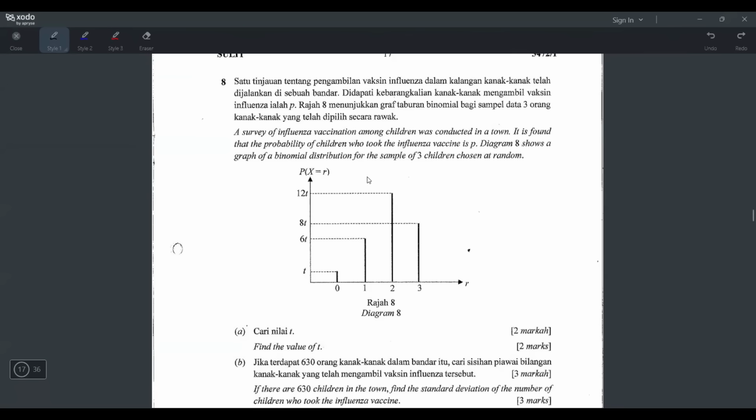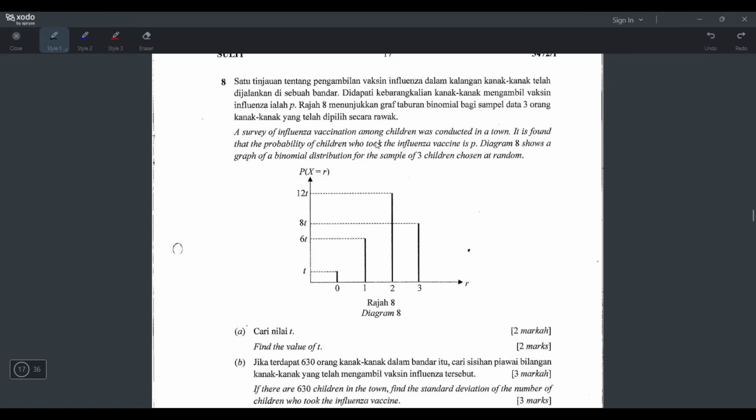So this is also in the probability distribution chapter. Okay, let's do number 8. Number 8 is a probability distribution question. But this one is a binomial distribution because this graph only appears in binomial distribution. And if it is binomial distribution, we don't have to use the Z value table. Okay, let's read the question first.